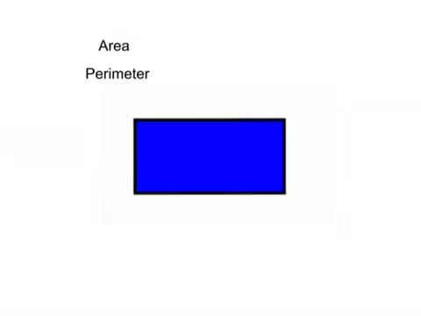Today, we are going to be learning about the area and perimeter of a rectangle. All right, let's get rid of these words and get going.